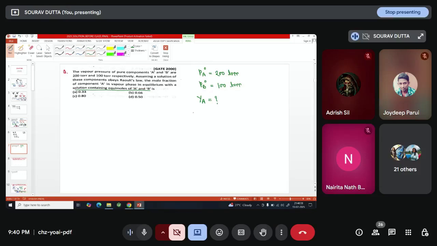That means in solution mole number of A equals mole number of B. If mole numbers are equal, definitely their mole fractions are also equal. XA equals XB in the liquid phase, as mole numbers are equal, mole fractions are also equal.